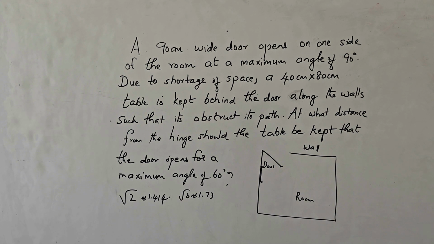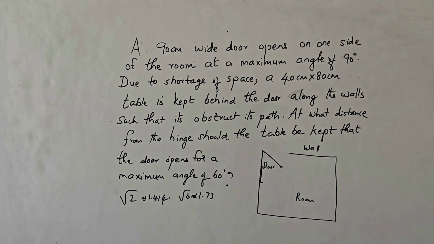Okay. A 90 centimeter wide door opens on one side of the room at a maximum angle of 90 degree. Due to shortage of space, a 40 centimeter by 80 centimeter table is kept behind the door along the walls such that it obstructs its path. At what distance from the hinge should the table be kept that the door opens for a maximum angle of 60 degree? Root 2 and root 3 values are given to you and the diagram is also given to you. And surprisingly, this is just a one marker, though the question is pretty lengthy.